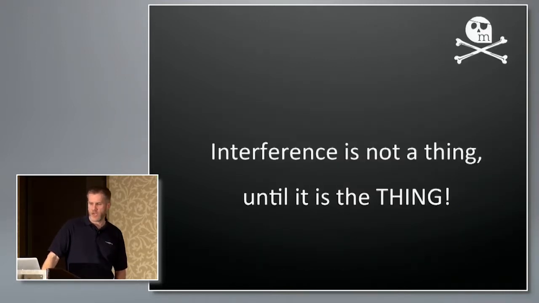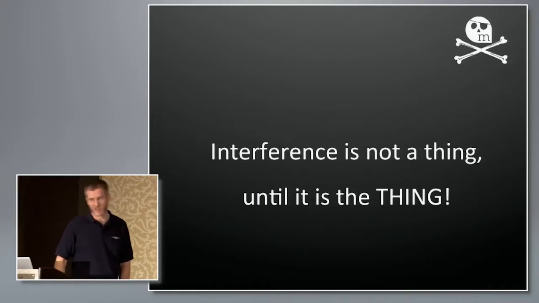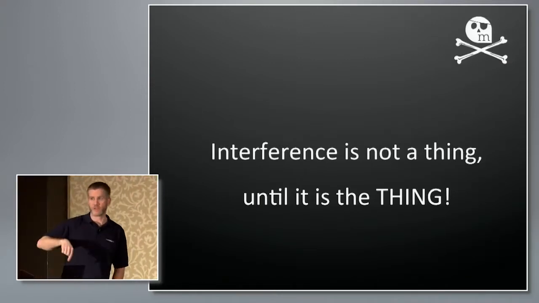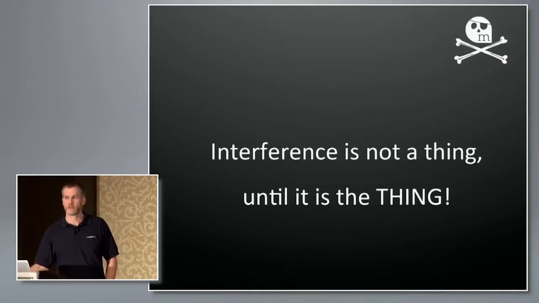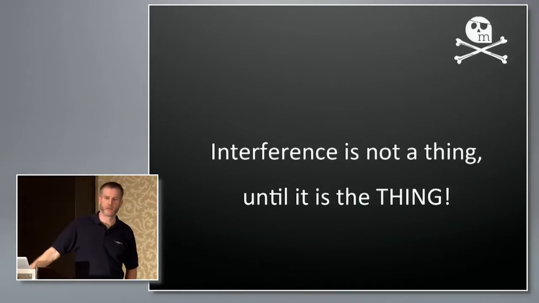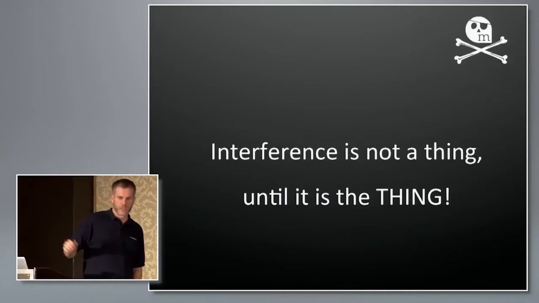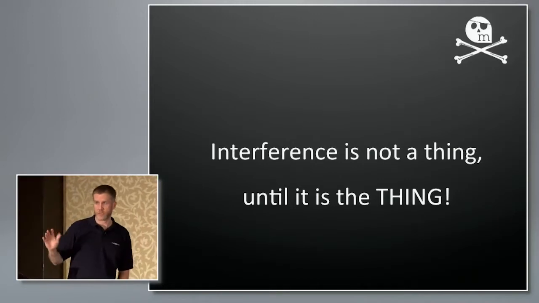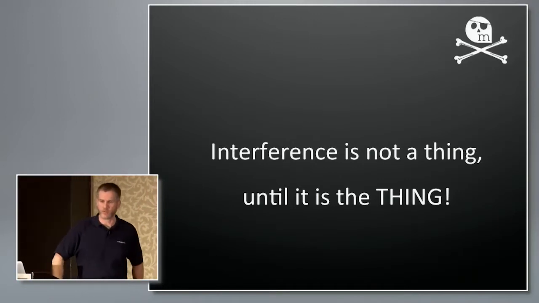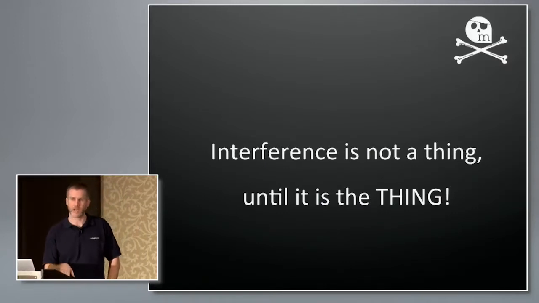So I hear a lot of people saying that interference is not really a thing, but interference is not the thing until it is the thing, right? Wi-Fi is both data and spectrum: you have your physical layer and you have your data layer. The data layer problems are generally the biggest, because that's where the clients are communicating, and where the clients have the biggest impact on how well they communicate.